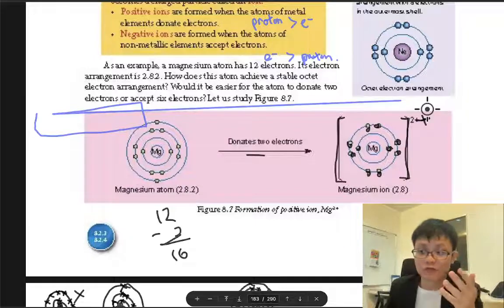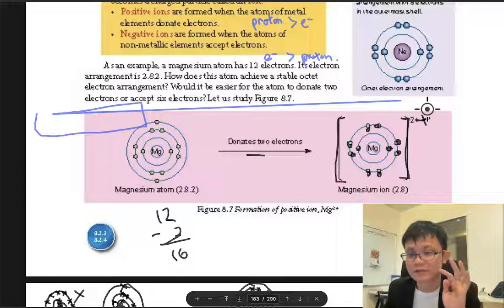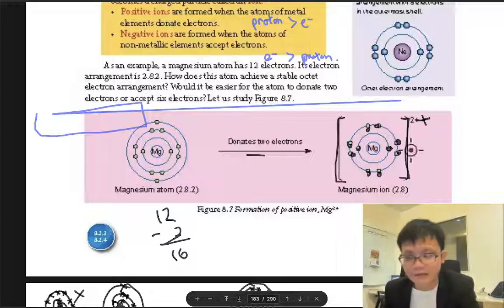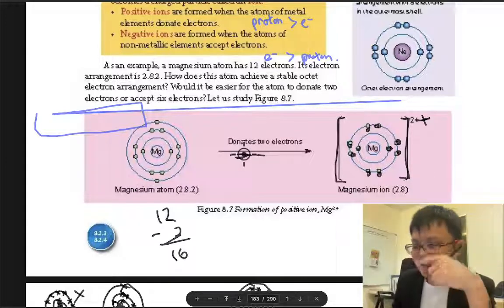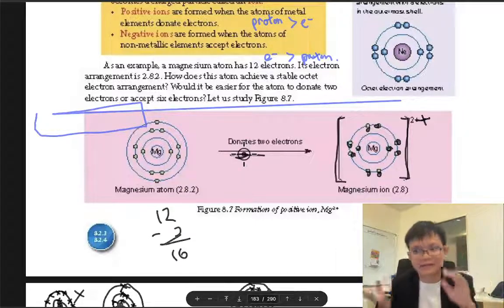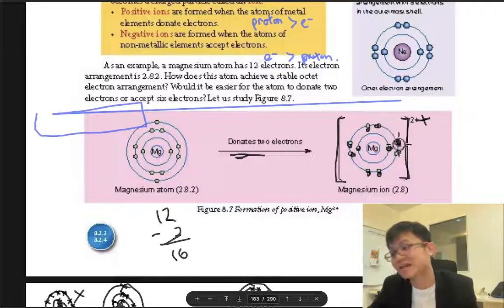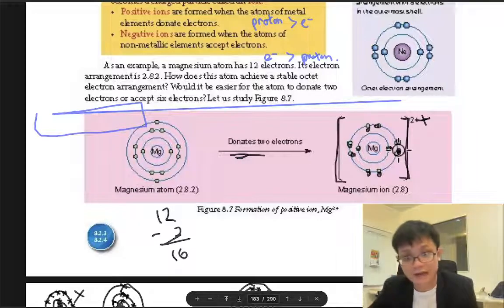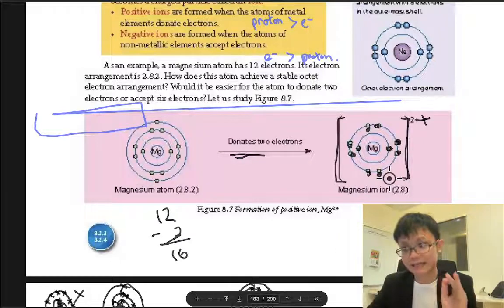This is where people get confused. Sometimes students are confused about whether to put positive or negative, and they put negative because of donate. Donate means I give already, give already means I have no money already, no money means negative. So you will get it wrong, because the answer is positive. That is why it is important to understand that the proton cannot move, only the electron can move.